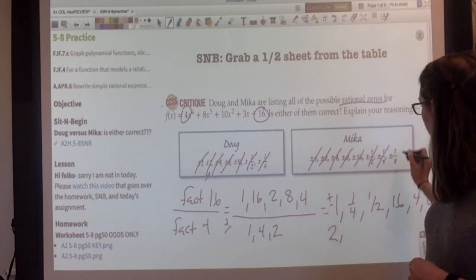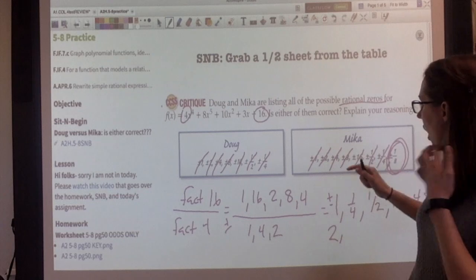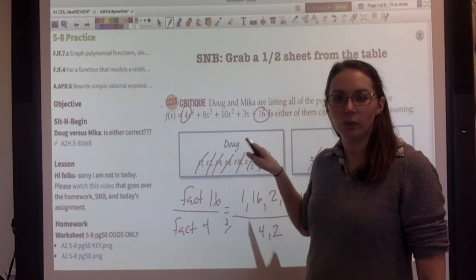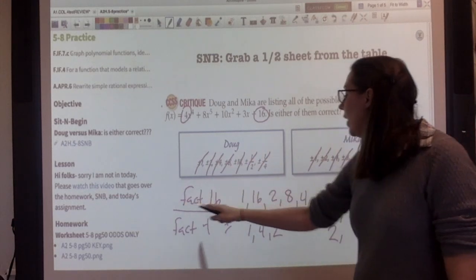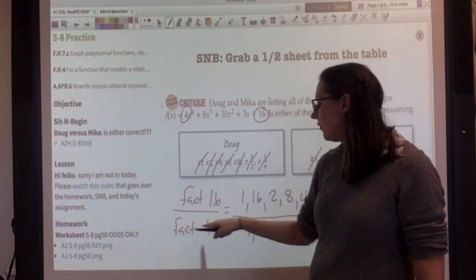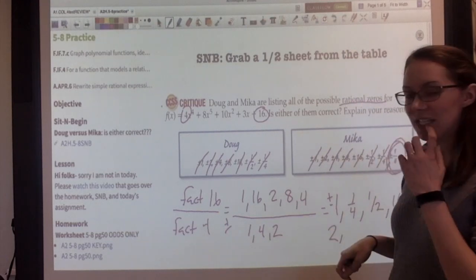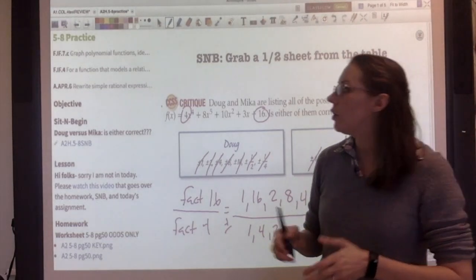So these are our lists. Micah included an extra factor that we didn't need. So, who is correct? Doug is right. Good job, Doug. You found all of the possible rational zeros by looking at your factors of your constant over your factors of your denominator. So this was kind of our new learning last class that we had to use to build on for your homework.